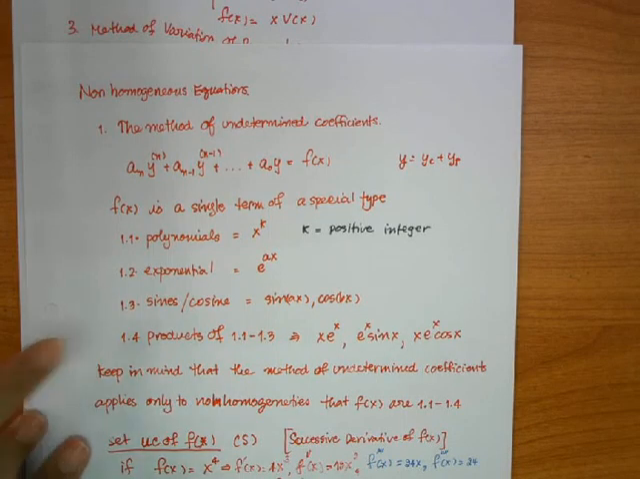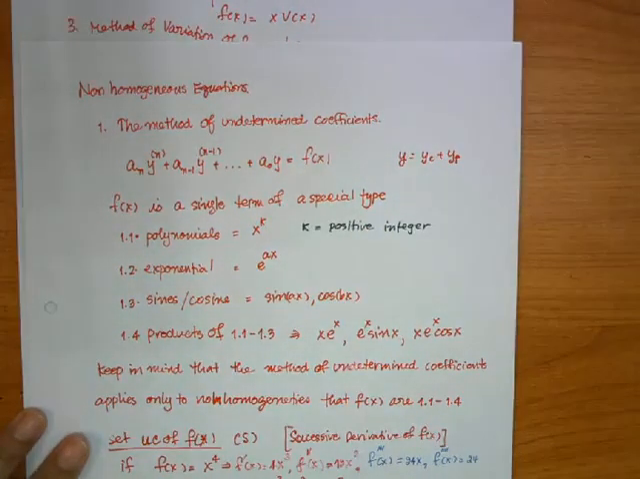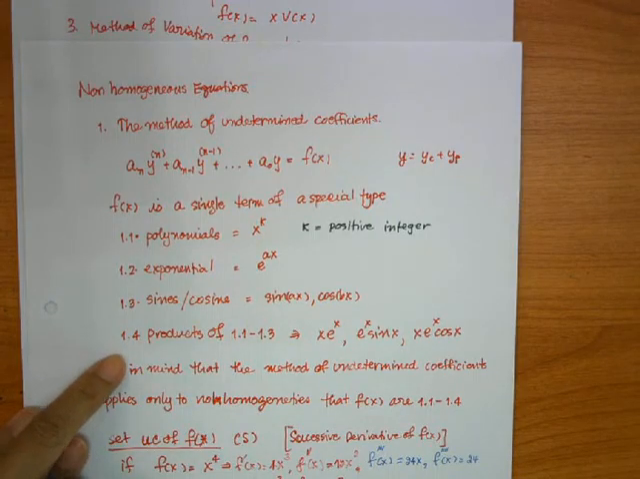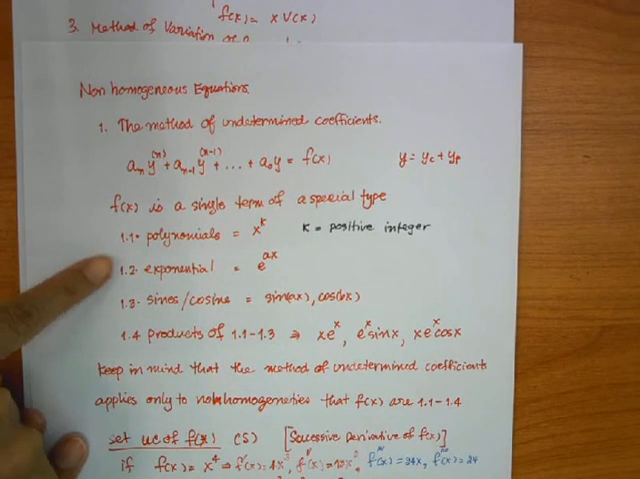What if you have x times sin x? If your f(x) is x times sin x, can you use this method to find yp? Yes, you can, because it fits in which category? 1, 2, 3, or 4? Category 4.